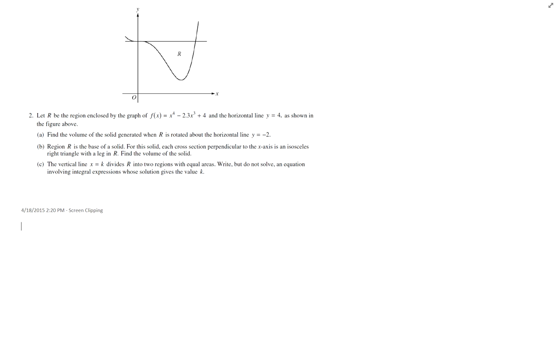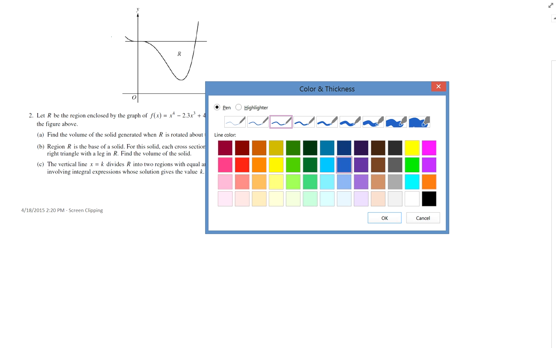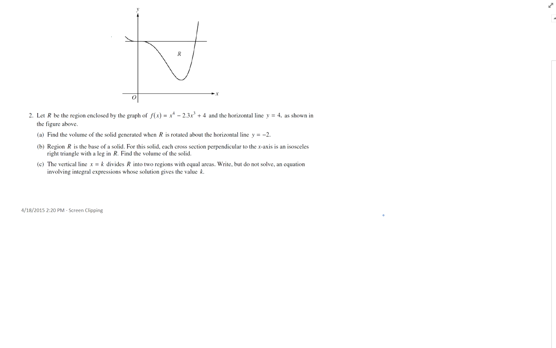Let R be the region enclosed by the graph of f(x) = x to the fourth minus 2.3x cubed plus 4 and the horizontal line y equals 4. So this is y equals 4. And we want to revolve it around the horizontal line y equals negative 2. So we're down here at negative 2.